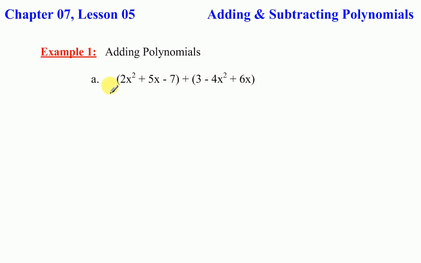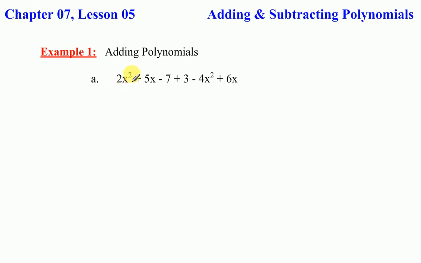So the first thing to note here is that these parentheses are not being multiplied by anything, or it doesn't look like it, which means there's a 1 in front of them. So that's 1 times these parentheses. So 1 times everything inside there is just everything inside there. That means I can write that without the parentheses if I'm just adding them.